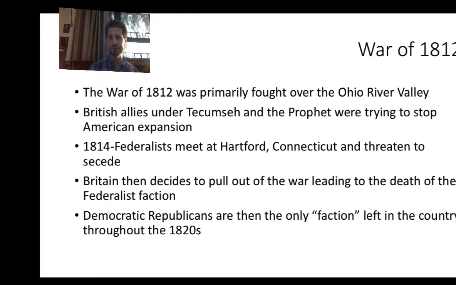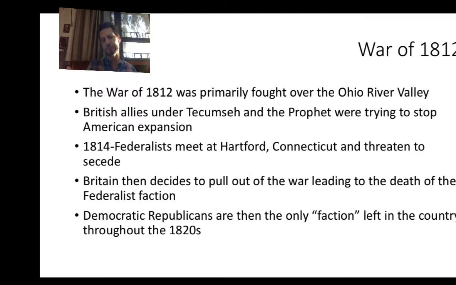So the British allies at the time, under two major Native Americans, a man named Tecumseh and the Prophet, began attacking that American expansion. They were constantly trying to stop American expansion by organizing the Native American tribes in that region to stop that from happening. So eventually the Americans get into this war, and there's a number of reasons why we choose to do this. One of them does have to do with stopping the Native Americans, as well as seeing the British as really going over their boundaries after the American Revolution and not recognizing American sovereignty in that region.